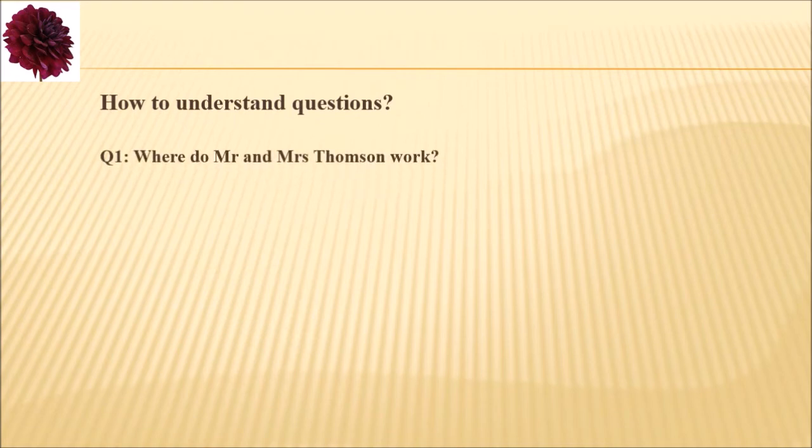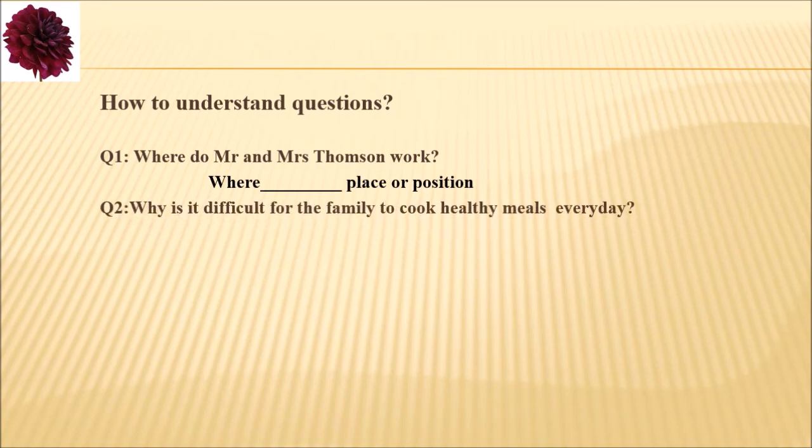Students, now you have read the paragraph. You have also learned the meanings of difficult words and also have gone through the summary of paragraph. The next important thing is how to understand questions. Question number 1. Where do Mr. and Mrs. Thompson work? Where means place or position is asked. Question number 2. Why is it difficult for the family to cook healthy meals every day? Why? Reason is asked here. You have to give reason in this question.